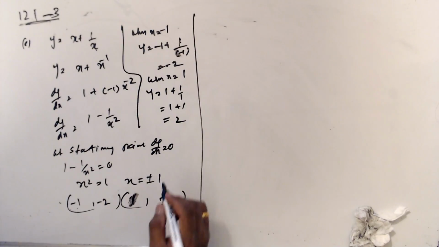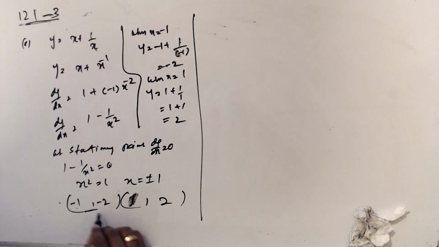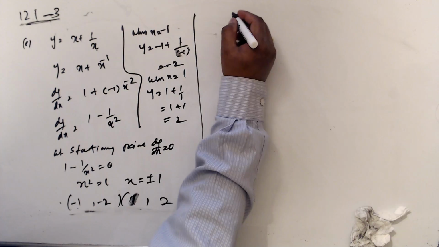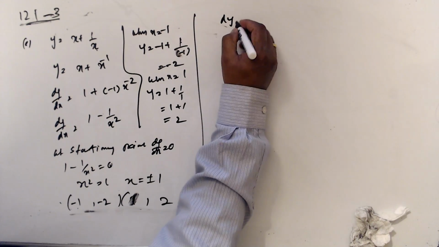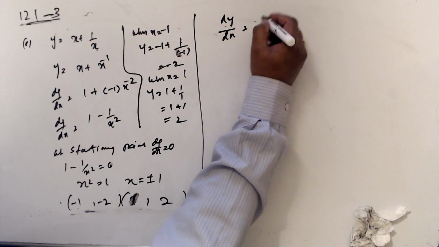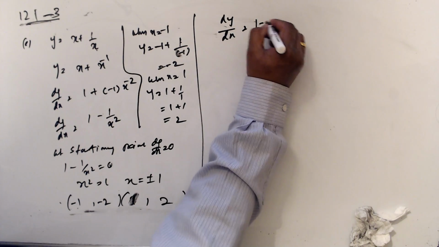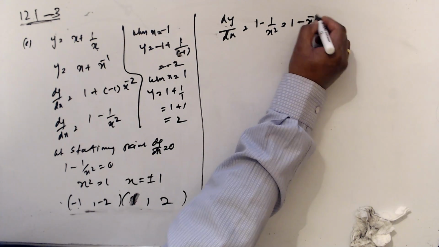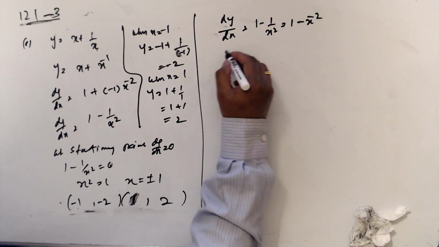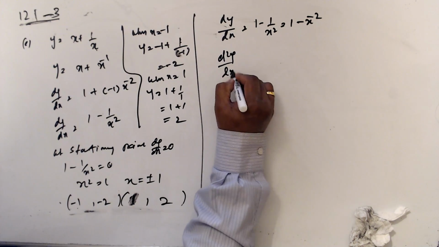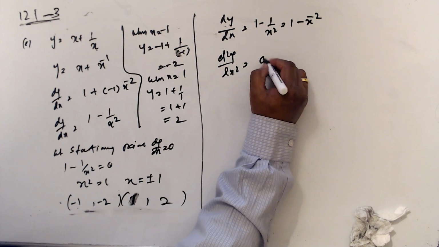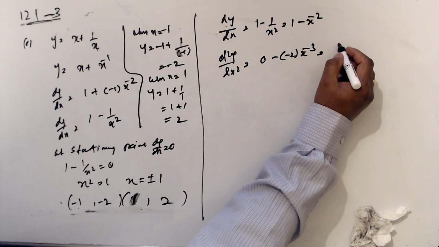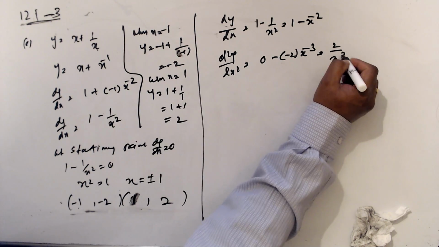Now we'll check whether these points are minimum or maximum. So dy by dx we found is 1 minus 1 over x square, which is 1 minus x minus 2. Then the double derivative is 0 minus minus 2 x minus 3. This is going to be 2 over x cube.